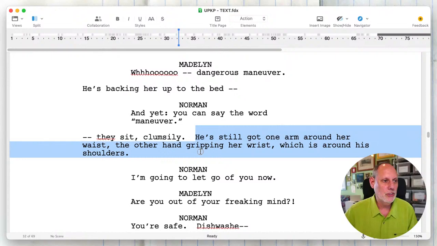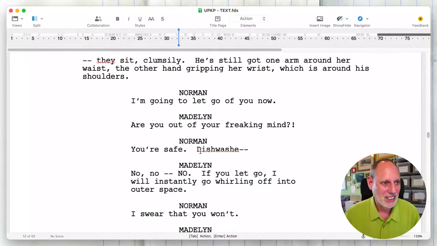Okay, this is one of those things where it's really wordy, but I think I need to leave it. He's still got one arm around her waist, the other hand gripping her wrist, which is around his shoulders. That's just the facts. I cannot figure out a way to make that shorter.